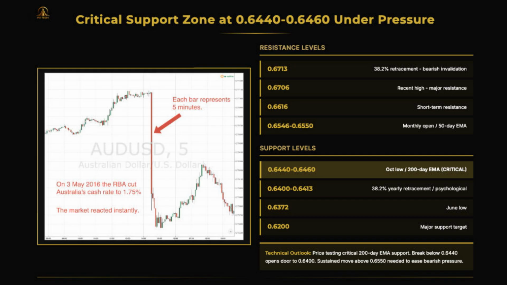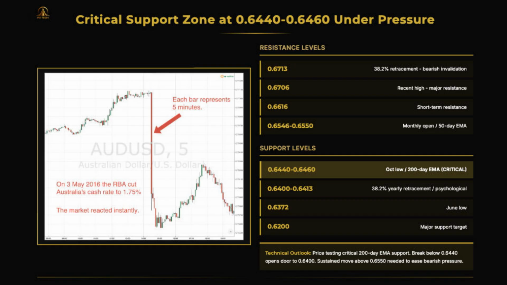Let's examine the key technical levels that will determine AUD/USD's next move. On the resistance side, we have 4 important levels. 0.6713 represents the 38.2% retracement and medium-term bearish invalidation point. 0.6706 is the recent high and major resistance. 0.6616 provides short-term resistance, and 0.6546 to 0.6550 marks the monthly open and 50-day EMA.